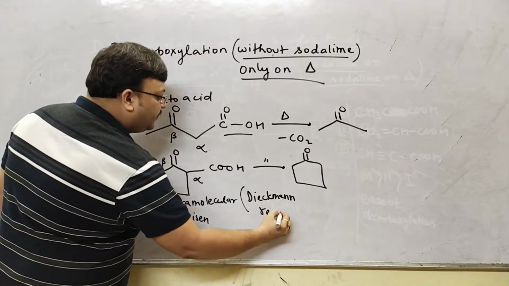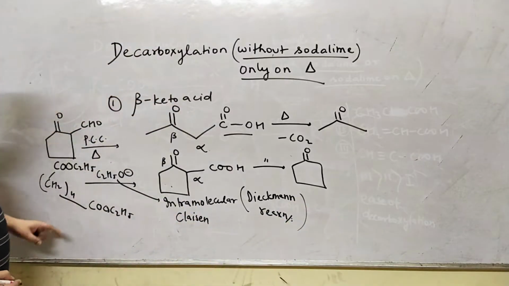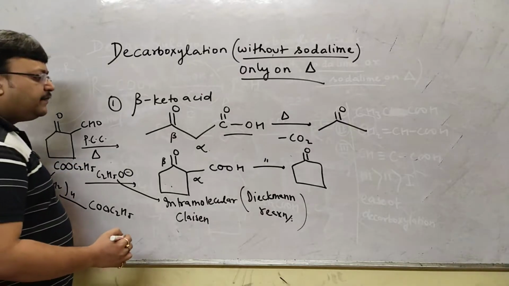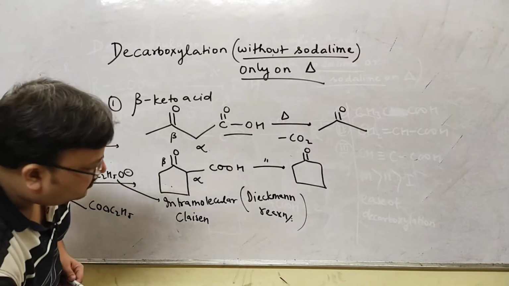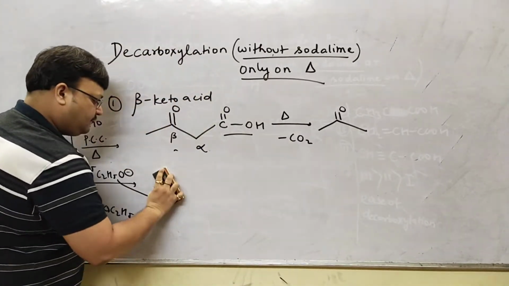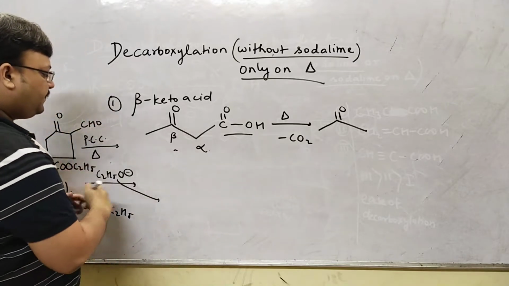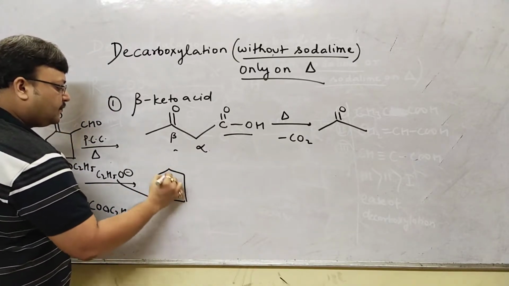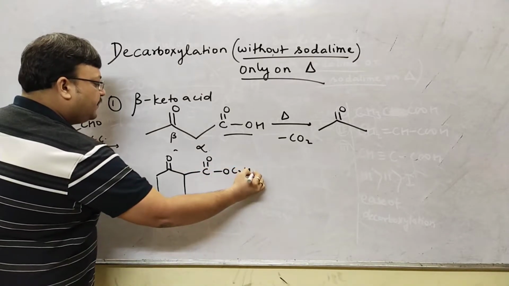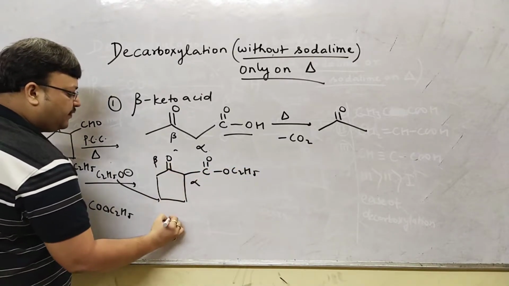You will want to know the mechanism. You will have an intramolecular Claisen. An enolate would come and attack here. There will be loss of ethoxide. The role of this ethoxide will be catalytic. And this will give you a compound like this one.